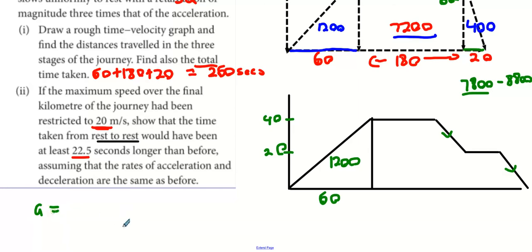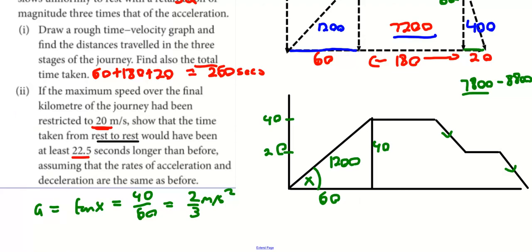Acceleration equals... we can call it tan x, can't we? And tan x is 40 divided by 60, and tan x is 2 over 3 m/s². Everybody cool with that?